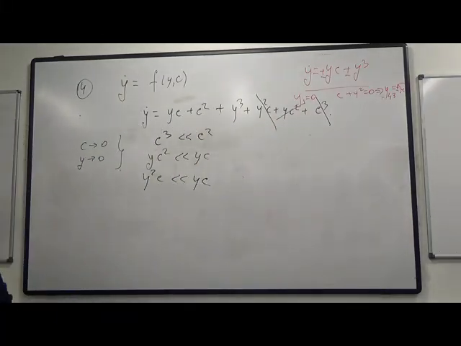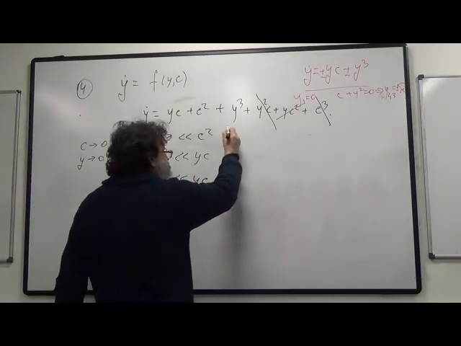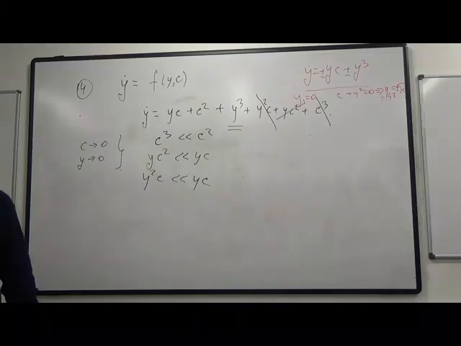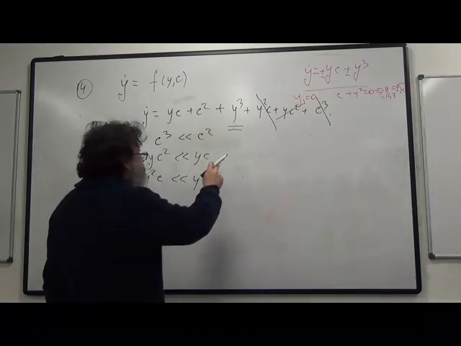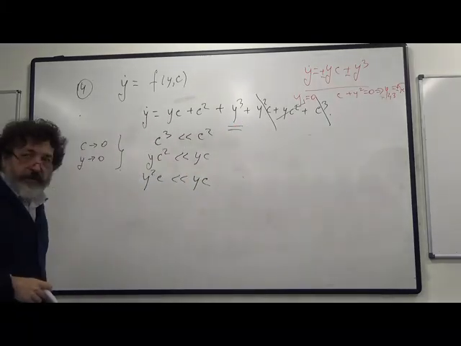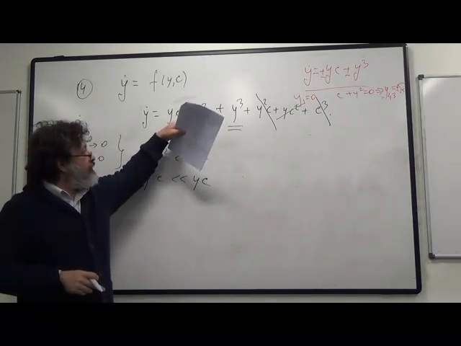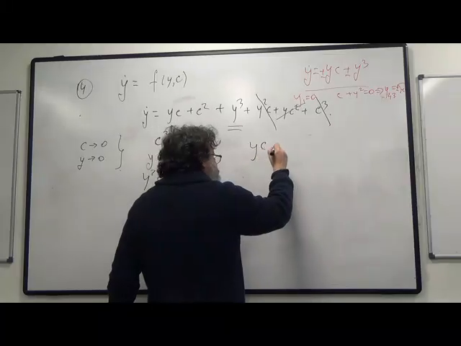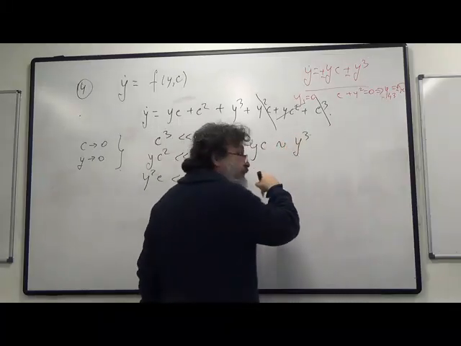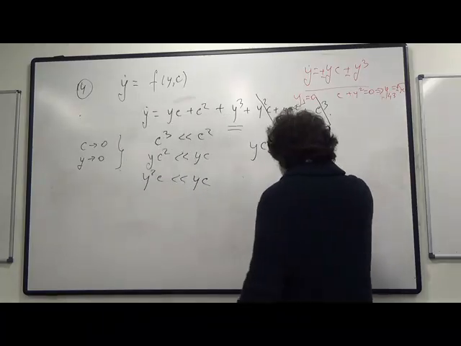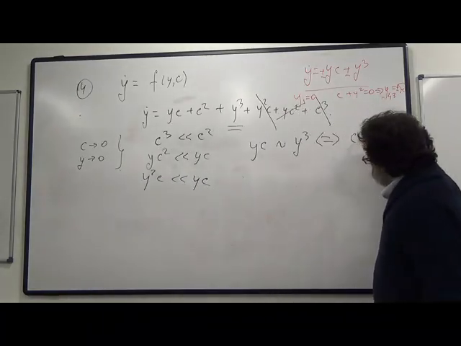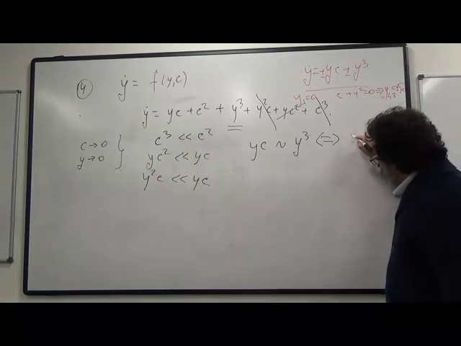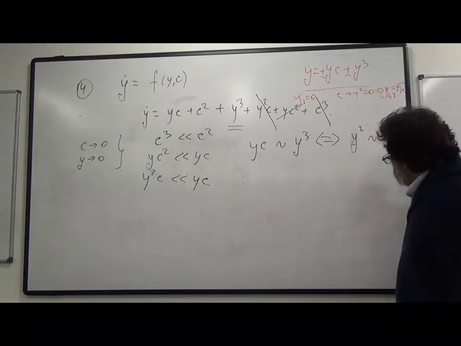And now this somehow should stay. Otherwise, if this disappears, then we will get back to our problem with quadratic approximation. Under what conditions could this y cubed be of the order of any of these two? The answer is like this. yc, for example, should be of the same order as y cubed. This is doable, provided that y squared is of order of c.